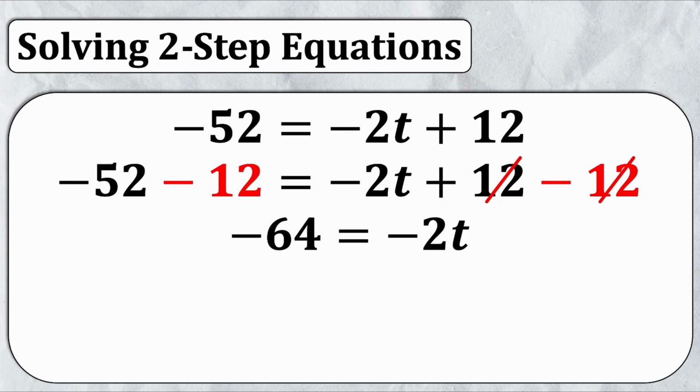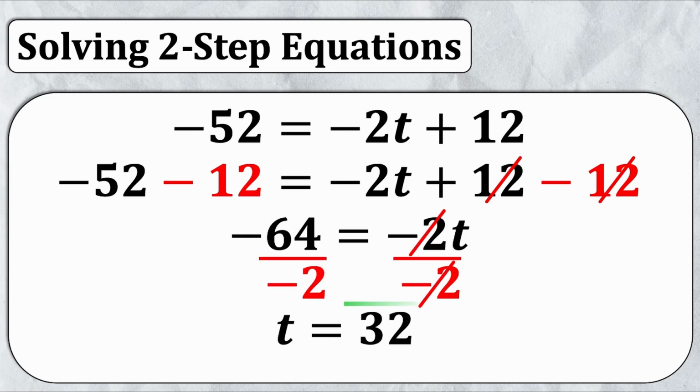This is going to give me negative 64 is equal to negative 2t. And now if I want to get t all by itself, I need to divide both sides by negative 2. If I do this, the negative 2's on the right will cancel, and that's going to give me t is equal to 32.